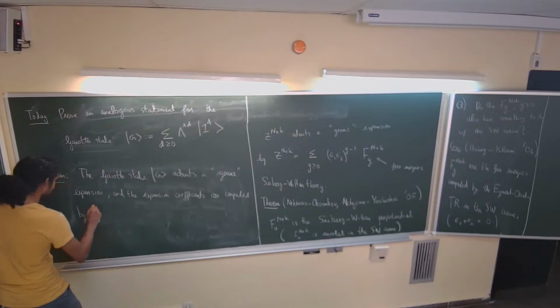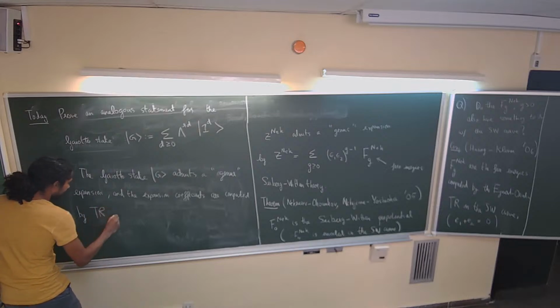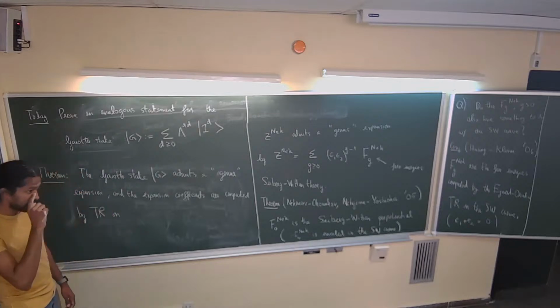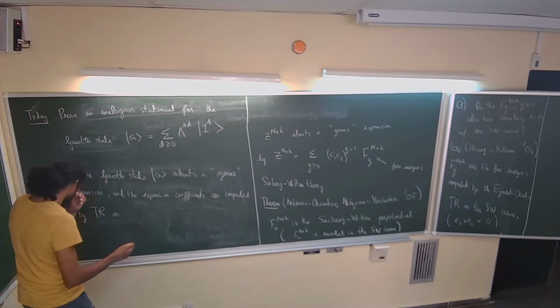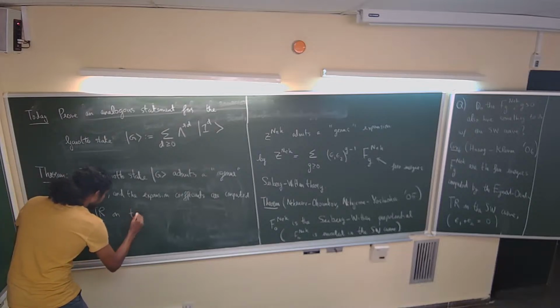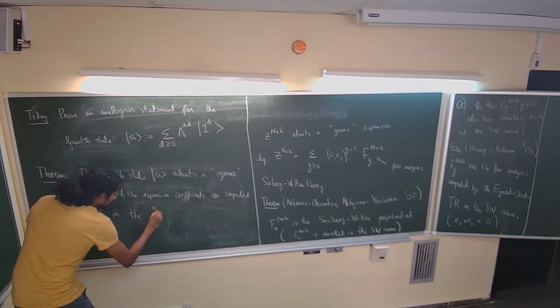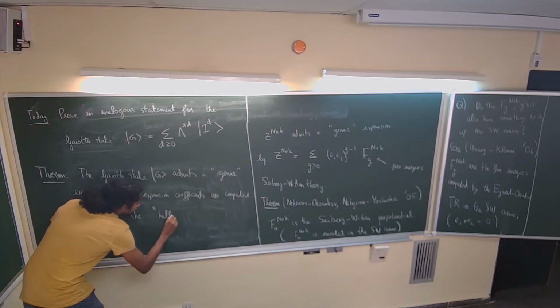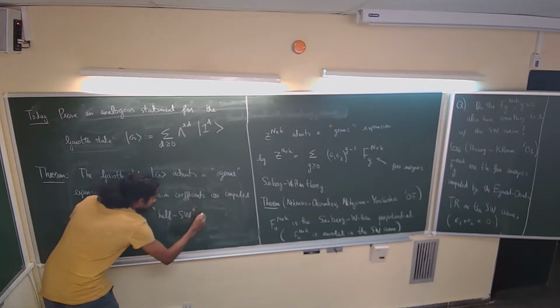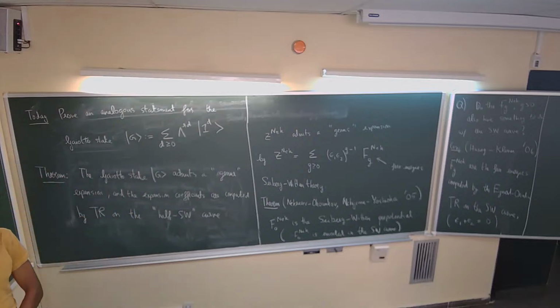Say writing TR, not on the Seiberg curve, but on a sort of degenerate version of the Seiberg curve, which we'll call the half Seiberg. And I'll explain also where this terminology comes from, but it's some degenerate version of the Seiberg curve.